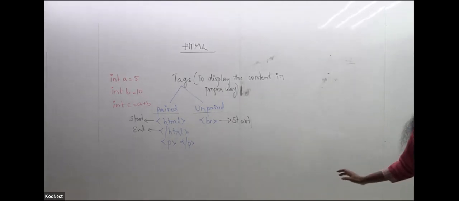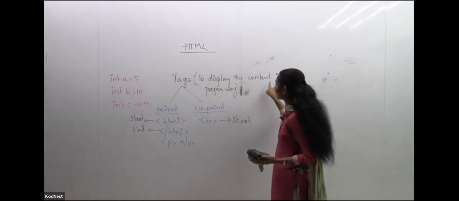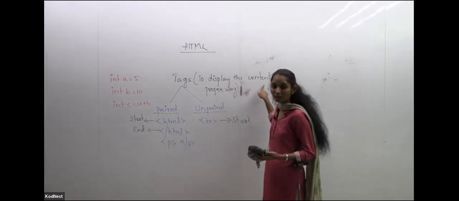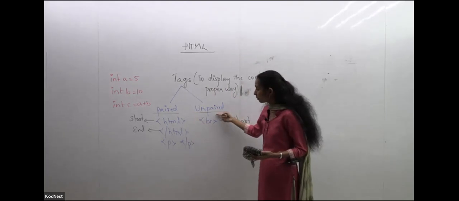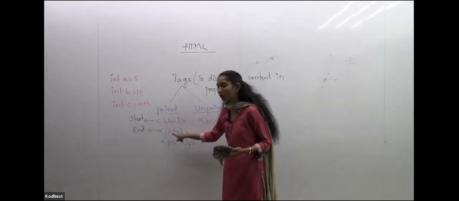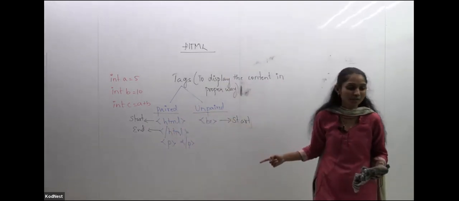I have written the definition on the board. Tags are used to display the content in the proper way. There are two ways, paired tag and unpaired tag. Paired tag means the start tag will be there and the end tag also you have to give. Unpaired means only the start will be there.